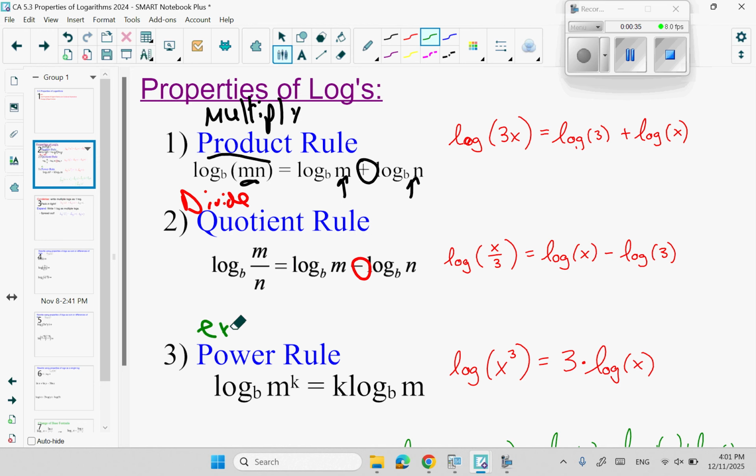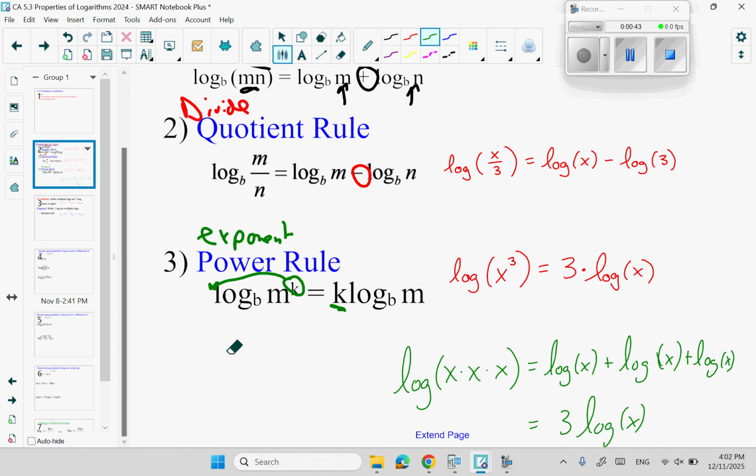And the power rule means that you have some sort of exponent. You can take whatever the exponent is and put it out in front. Okay, here's just an example. If I had log x cubed, I could put that 3 out front and write it as 3 log x. Same idea, using the product rule, I am multiplying all three of them, so I could separate them with plus signs, and I get the exact same idea there.